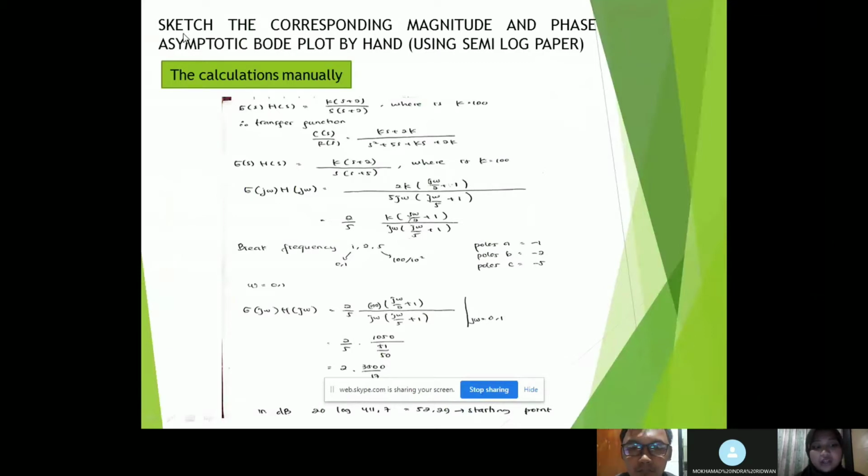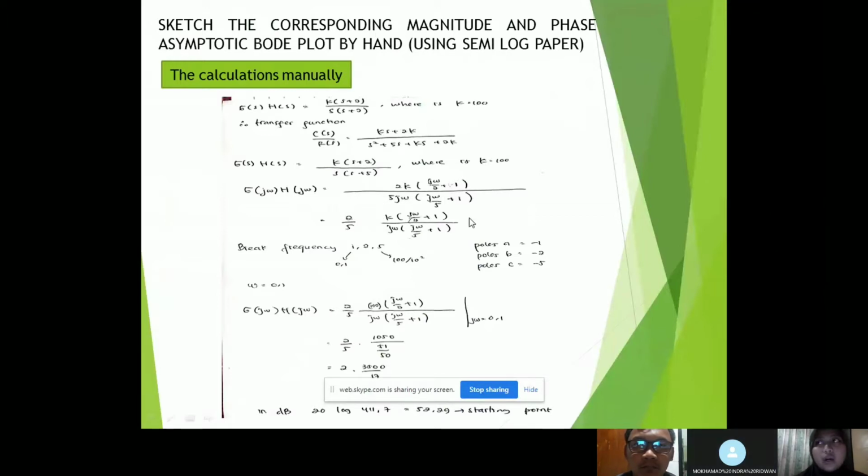The first question is that we have to sketch the corresponding magnitude and phase asymptotic Bode plot by hand using semi-log paper. So in this question, we have to calculate the transfer function manually on paper. As we can see, we have the equation G(s) equal to K multiplied by (s plus 2) per s multiplied by (s plus 5), where K is 100.